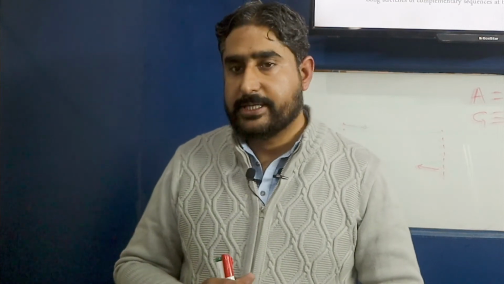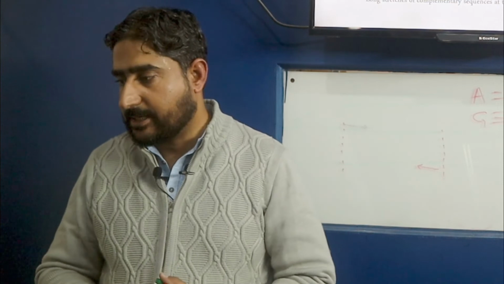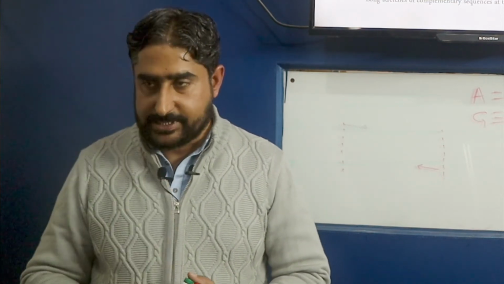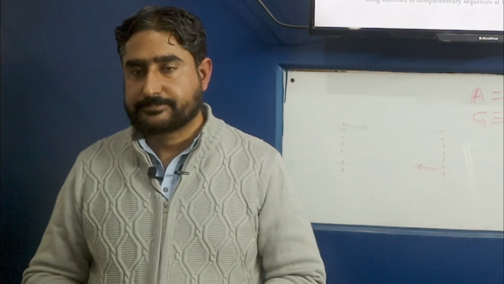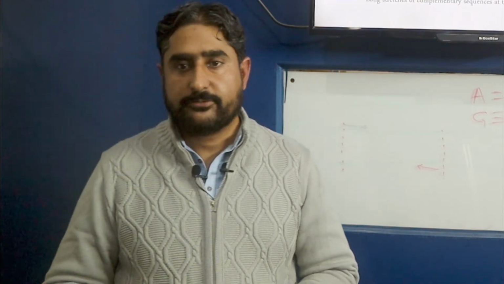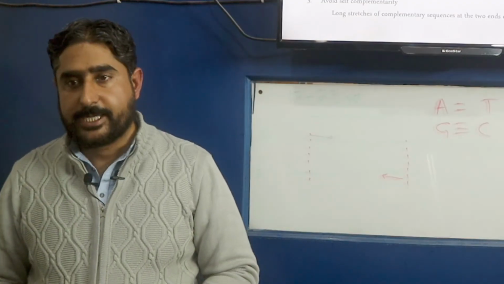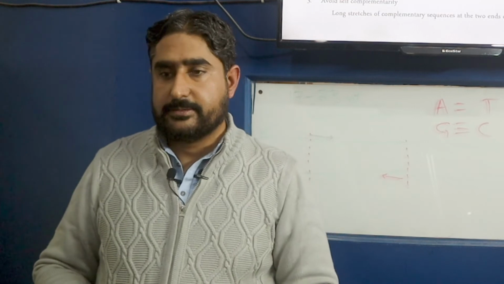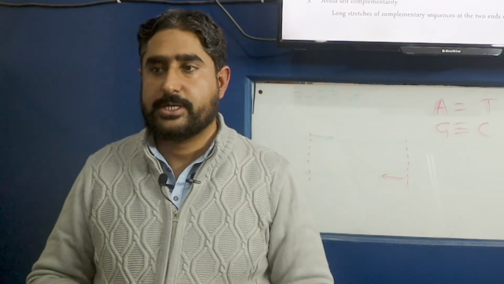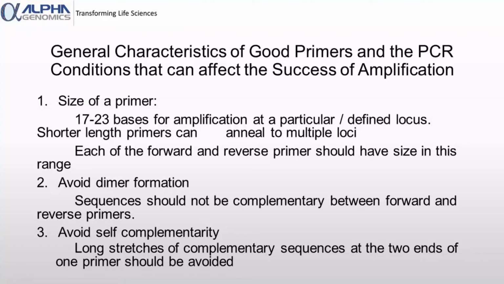So depending upon our need, in most cases we are interested in amplifying particular pieces of DNA or particular genes. That means we need to design primers which are specific for a particular piece of DNA. The first thing we need to consider is the size of the primers. So for annealing to a particular locus on DNA, the size of the primer should be between 17 to 23 nucleotides long.